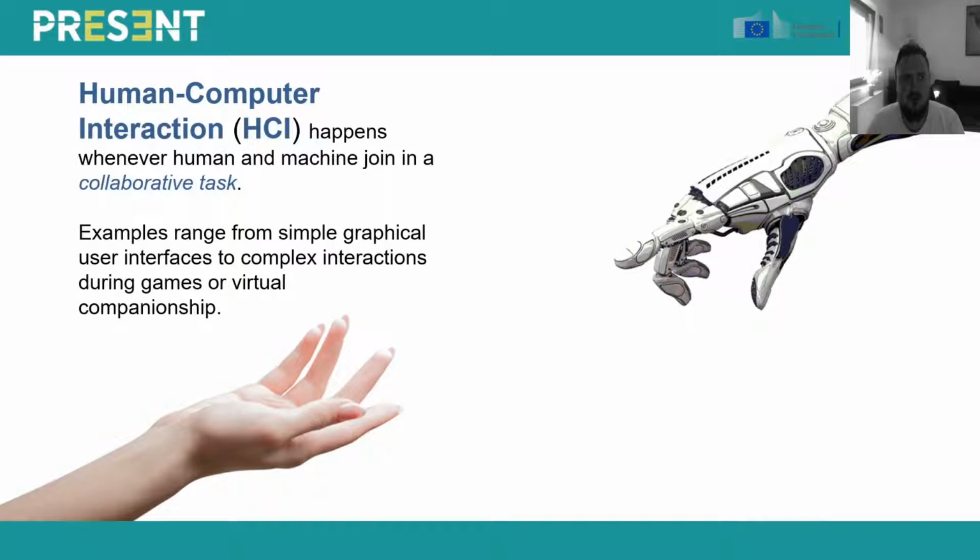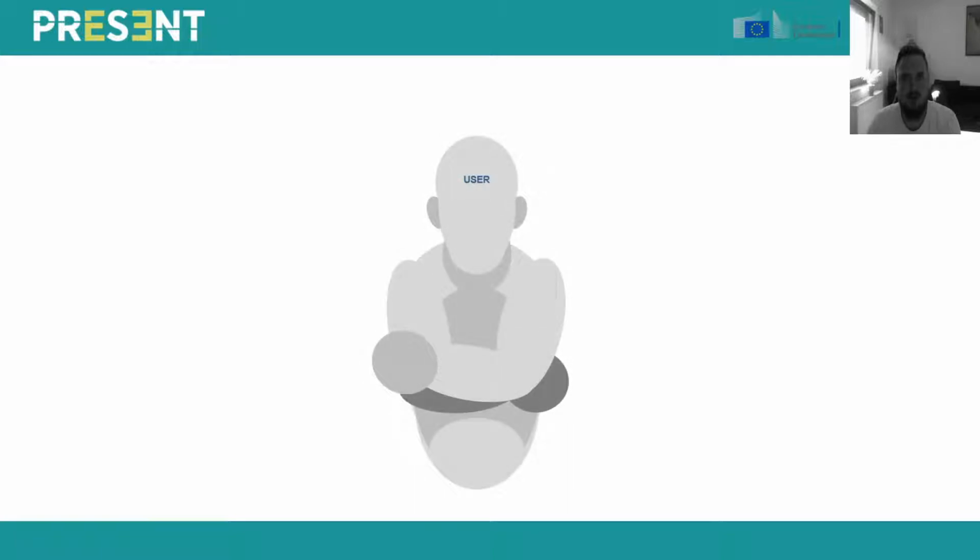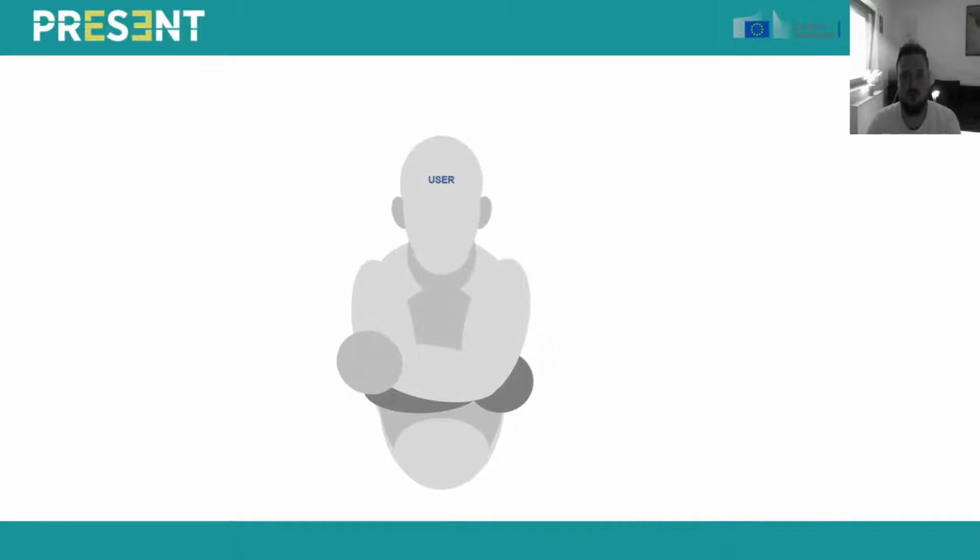First off, at University of Augsburg, we're dealing with human-computer interaction, which happens whenever human and machine join in collaborative tasks. We use artificial intelligence and machine learning to develop systems that are able to recognize user states and emotions. These can then be used to enable a natural and believable reaction of your system and your present agent. So, we focus on the user.